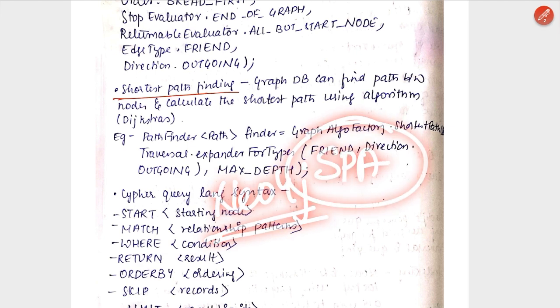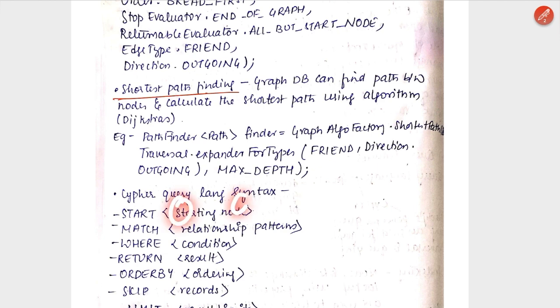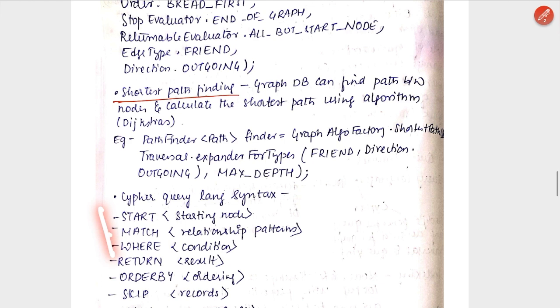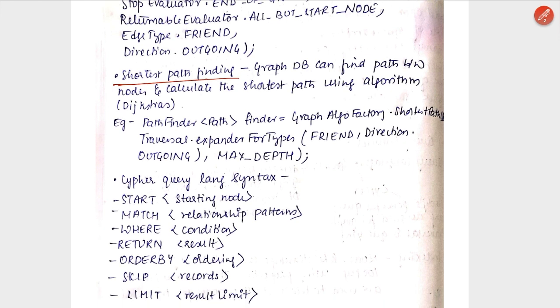So the shortest path algorithm will find the minimum number of relationships with the minimum weight between two nodes, between the start and end. How many minimum nodes or how much minimum weight is present, right? So next we have all the parameters here: friend, direction is outgoing, and maximum depth. So all these are parameters which have been specified.